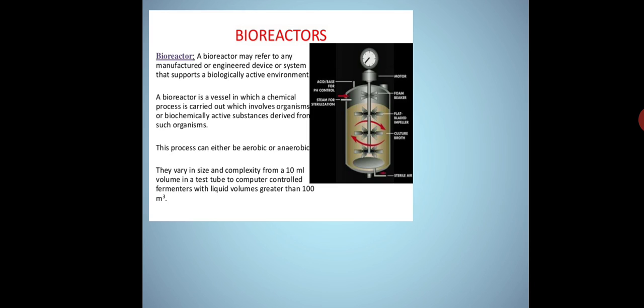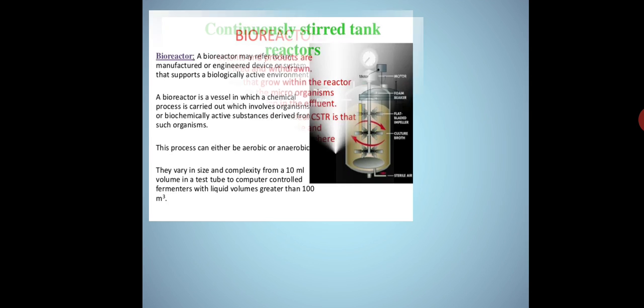If we look at the design of the bioreactor, it is a closed vessel system made up of stainless steel, which is used to carry out certain chemical reactions. Bioconversion reactions are carried out in the bioreactor, and finally there is formation of the product. So this is all about the bioreactor, and the parts are the same as those of the fermenter. In CSTR, we will see the design and the parts of the continuous stirred tank reactor.